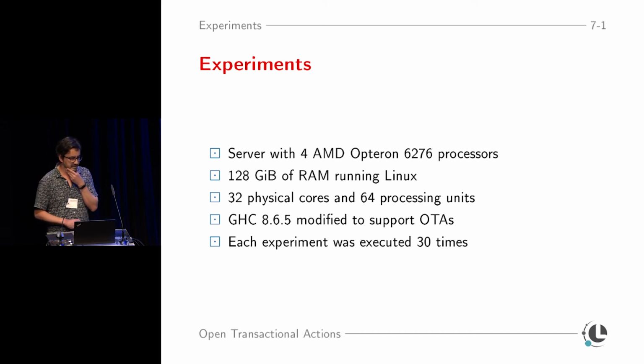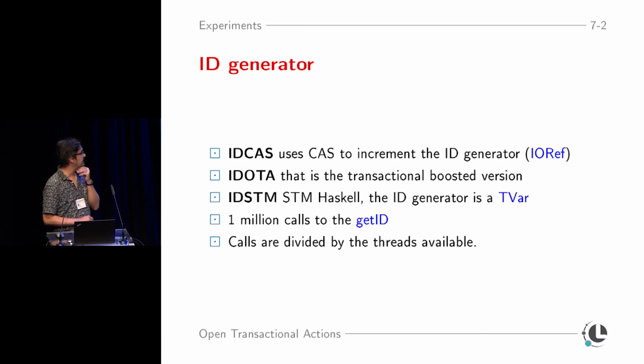So the first experiment uses the ID generator. We have 3 versions of the program. One that only uses compare and swap and no transactional memory. The second one is the transactional boosted version that I presented before. And the third one uses pure STM Haskell, where the ID generator is represented as a TVar. We do 1 million calls to getID, and the calls are divided by the threads available.